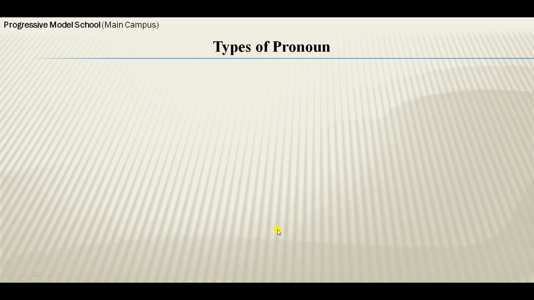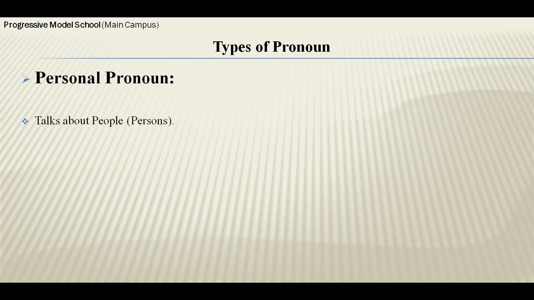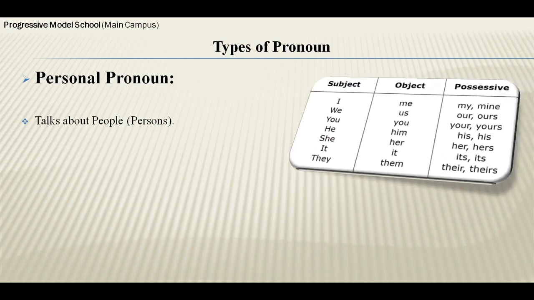So let's move on to the types. The first type is personal pronoun. What is the personal pronoun? As we can illustrate it by name, pronoun that talks about people is known as personal pronoun because they refer to the persons, even though pronoun it is also considered as a personal pronoun. We divide personal pronouns in further types: subjective case, objective case, and possessive case.